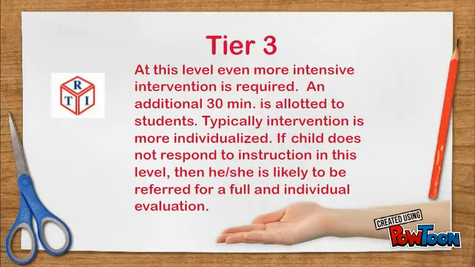Tier 3. At this level, even more intensive intervention is required. An additional 30 minutes is allotted to students. Typically, intervention is more individualized. If the child does not respond to instruction at this level, then he or she is likely to be referred to a full and individual evaluation.